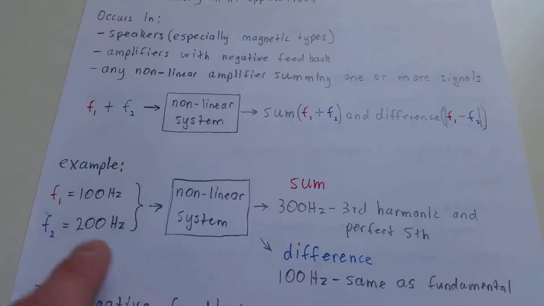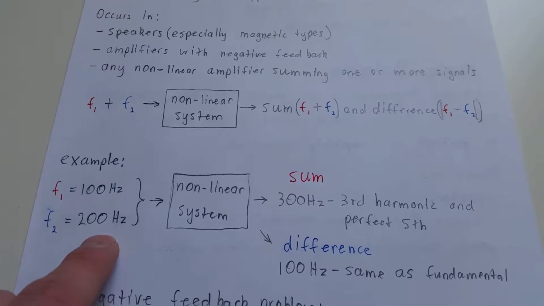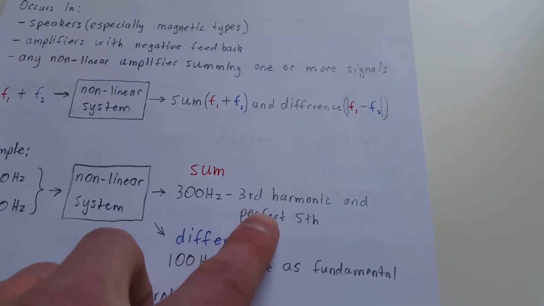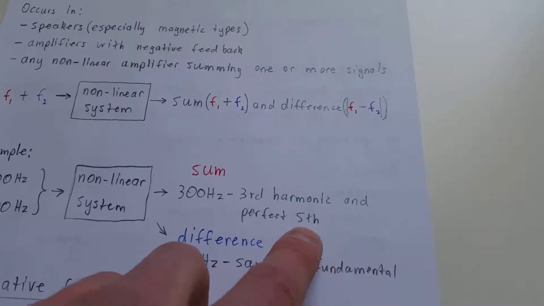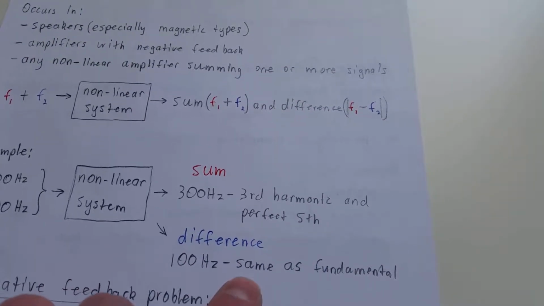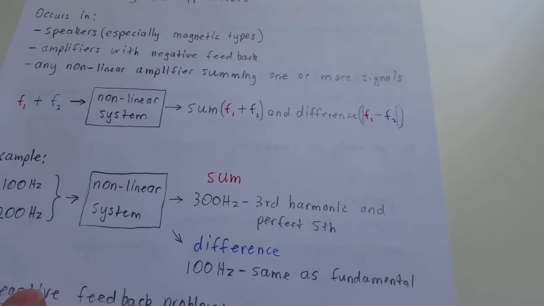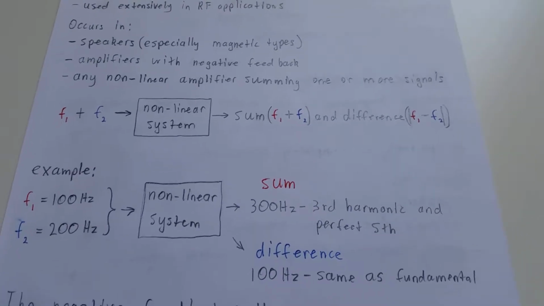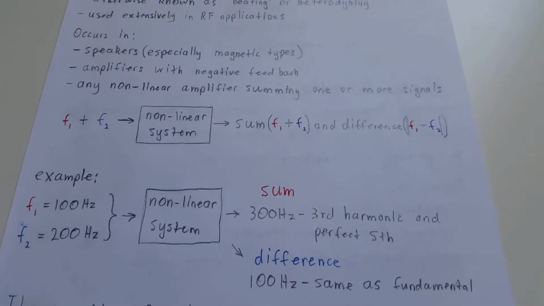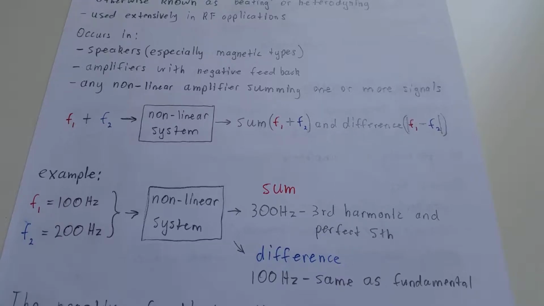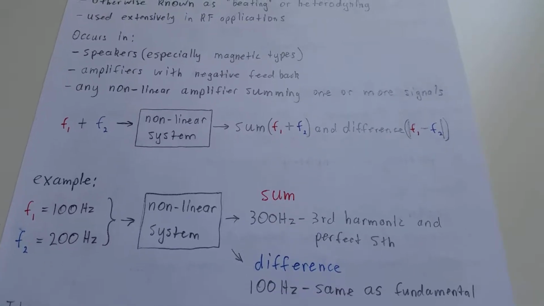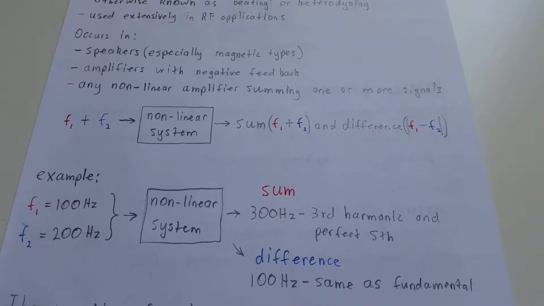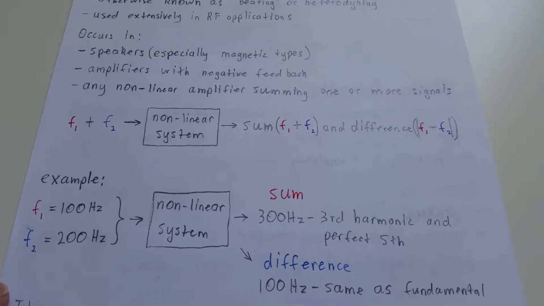And here's an example. If you have 100 hertz and 200 hertz, one being the octave of the other, you have the sum, which turns out to be the third harmonic, which I said earlier is the perfect fifth. And the difference happens to be the same as the fundamental. So as you can see, depending on the frequency, it may not be so bad. However, if you were to put in two frequencies that were not very related, you get sum and difference frequencies that are just so completely different, it would sound very, very bad very quickly.